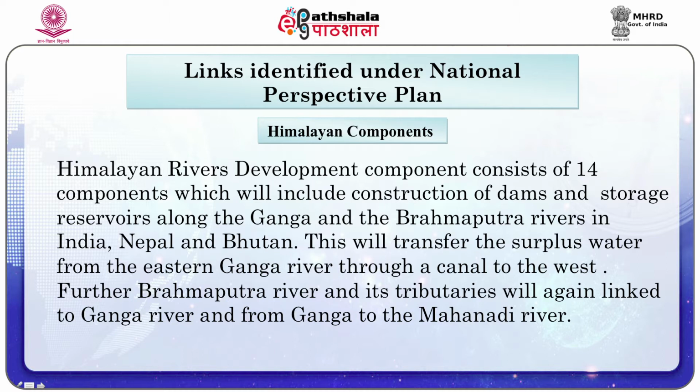The Himalayan rivers development component consists of 14 link canals and requires the construction of dams and storage reservoirs along the Ganga and the Brahmaputra rivers in India, Nepal and Bhutan. This will transfer the surplus water from the eastern Ganga rivers through the canal to the west. Further, the Brahmaputra river and its tributaries will be linked to the Ganga river, and from the Ganga to the Mahanadi rivers.